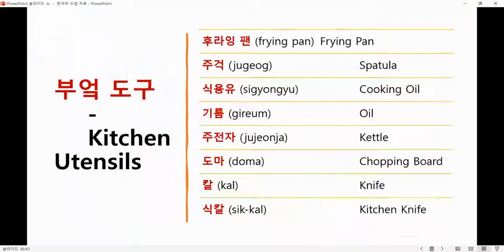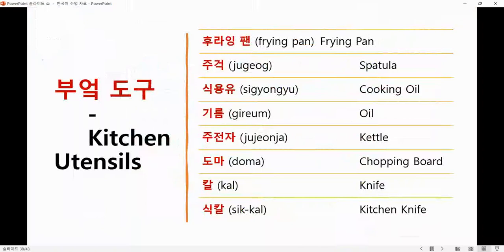식용유 is cooking oil. 식 is to eat. 용 is for the use of. 유 is the oil. So 기름 is pure Korean for oil. 유 is 한자. So 식용유 is cooking oil. 식용유, cooking oil. 기름 is any kind of oil.